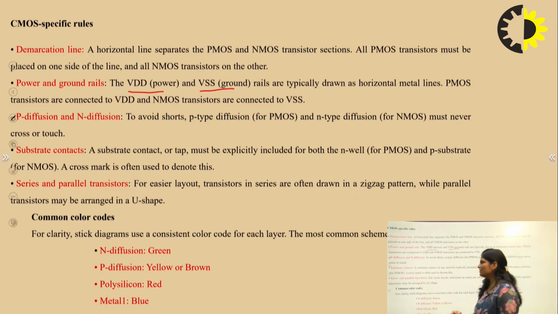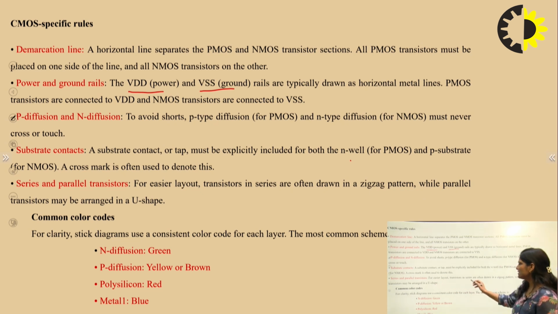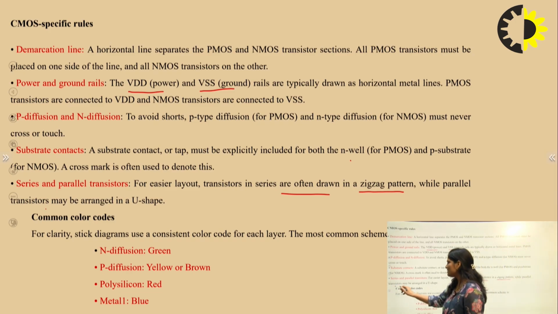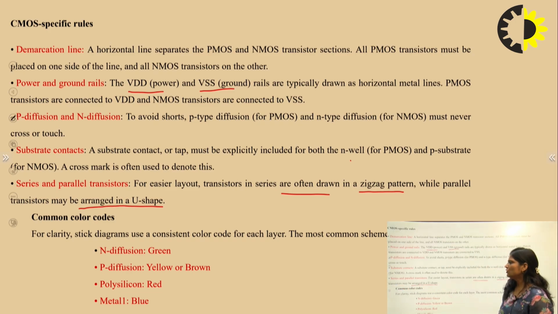Now substrate contacts. A substrate contact or tap must be explicitly included for both the N well for PMOS and the P substrate for NMOS. A cross mark is often used to denote this. Now series and parallel transistors. If we have to draw a series connection, then draw it in a zigzag pattern. If we have to draw parallel transistors, then we arrange them in a U shape.